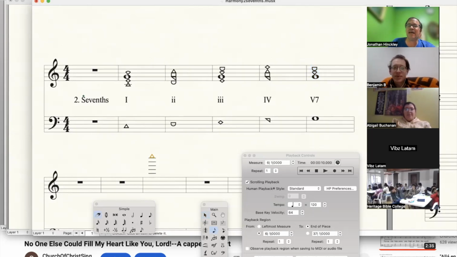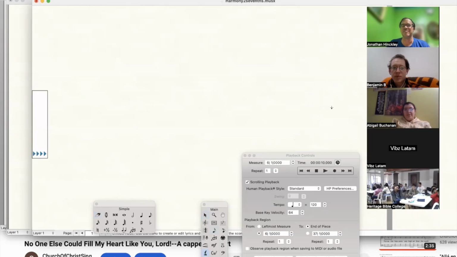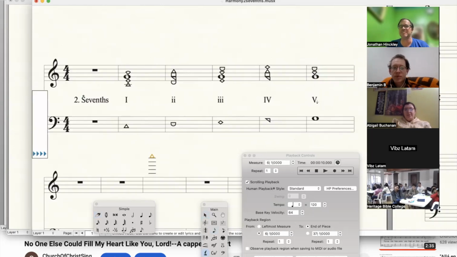Let me just show you this again really quick. If the 7th were not there, then this chord would be called just the 5. Like that. But if I do add the 7th onto it, then we write it out as 5, 7. Make sense? Because a regular chord is just root, third, fifth. But what we're learning today is that you can also add a 7th.